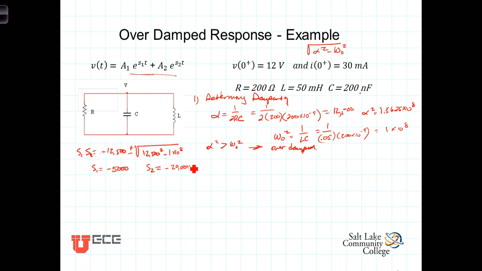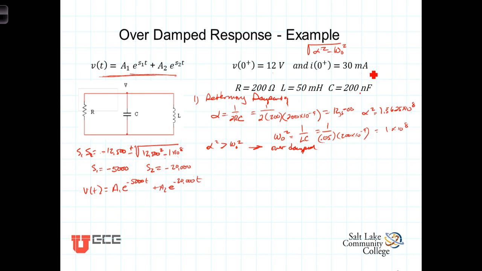It's overdamped. We know then that the voltage will be of this form. We now know S1 and S2. We can then write v(t) is equal to A1 e to the S1, which is minus 5,000 t, plus A2 e to the minus 20,000, or S2, t. And all we have left to do is evaluate A1 and A2 from the initial conditions, which were given to be the initial voltage is 12 volts, and the initial current is 30 milliamps.